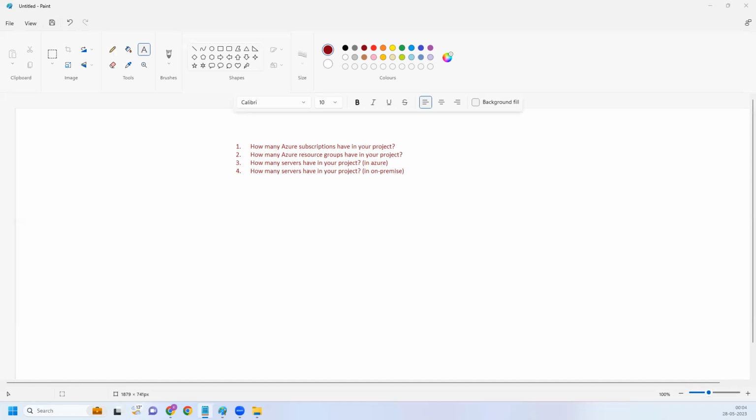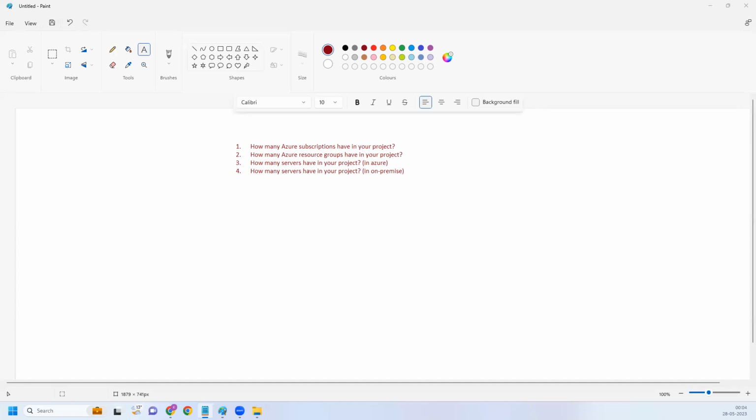So you can always say that we do have an on-premises environment, which is managed by a different team. The environment is hosted on VMware, or if it is Hyper-V, you can say Hyper-V, and you can also say there are a couple of physical servers as well.